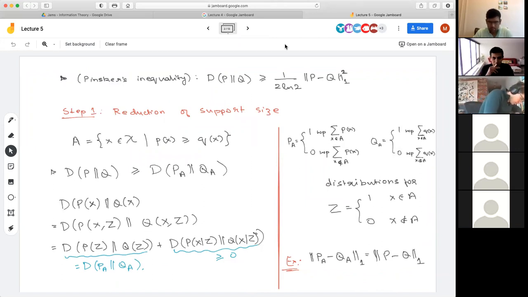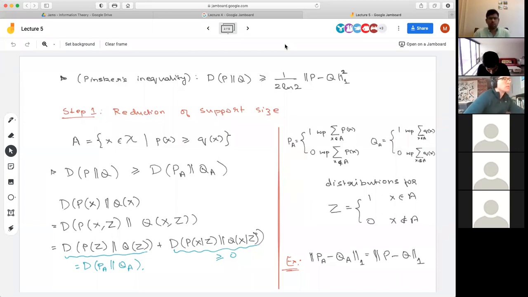We were halfway through proving Pinsker's inequality. Let me remind you what it is. It says that the KL divergence is always an upper bound on the square of the total variation distance, or L1 distance. They're just off by a factor of 2. And the precise constant there is 2 times ln 2, because we defined KL divergence with log base 2, so it depends a little bit on your normalization.